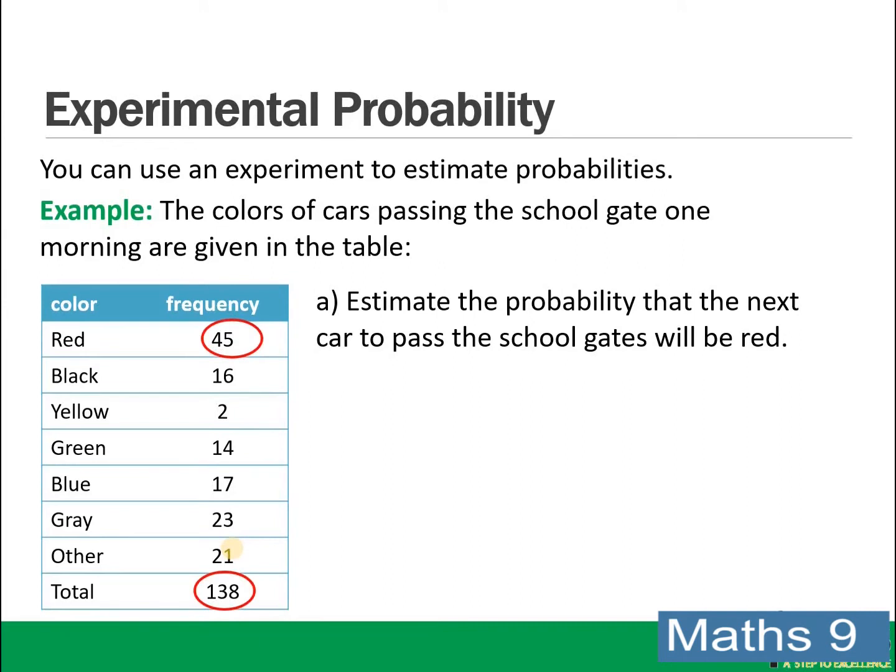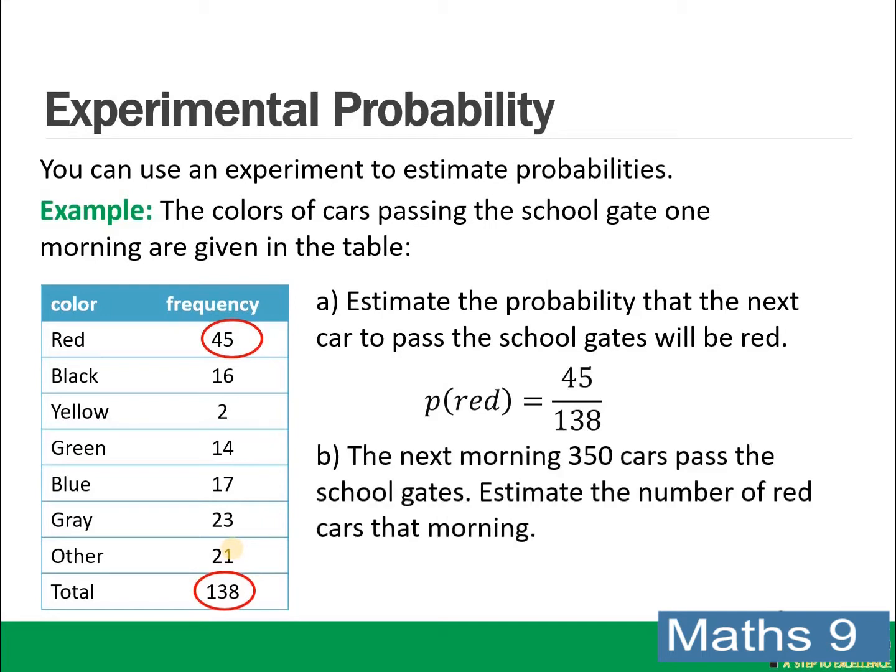Well, in this case there are 45 red cars out of a total of 138, so the probability of red is equal to 45 over 138. This is only an estimate because this was obtained from an experiment.